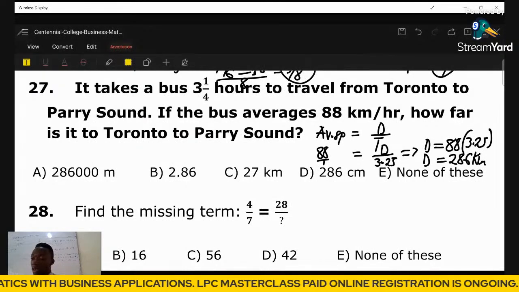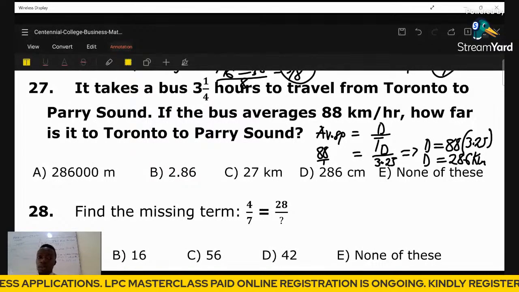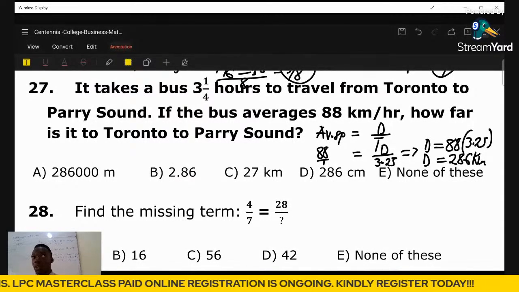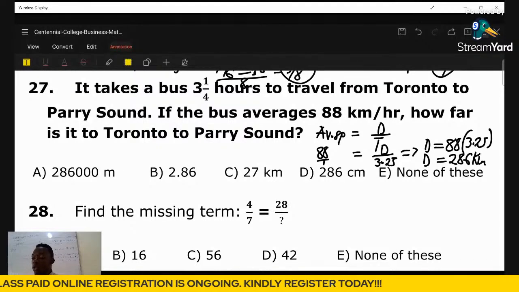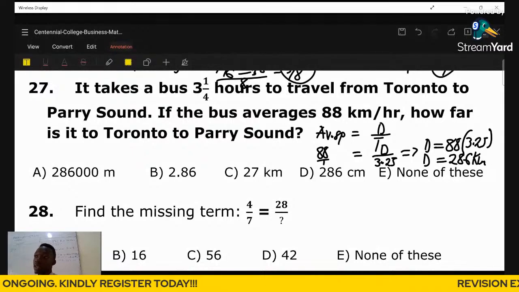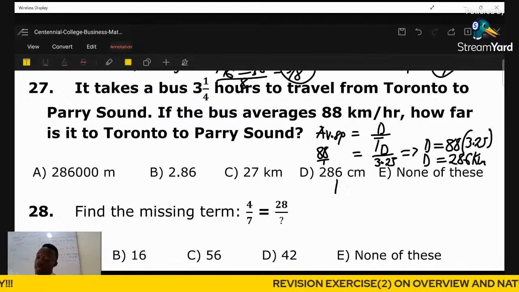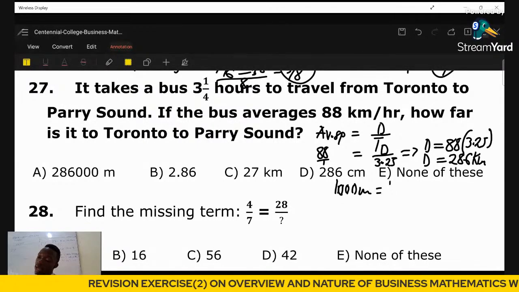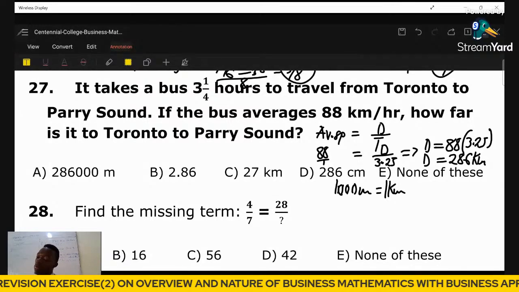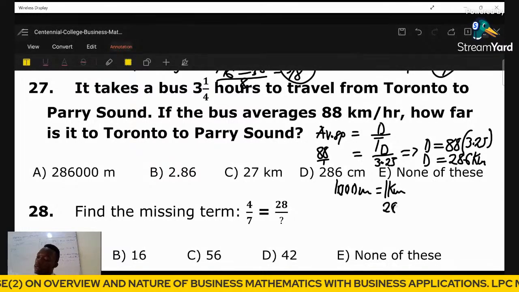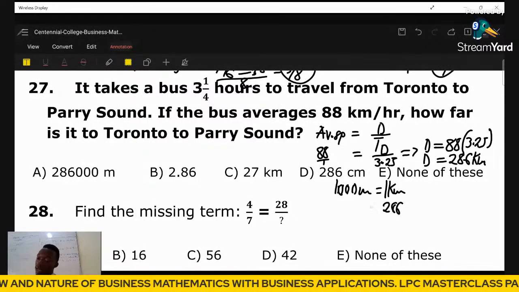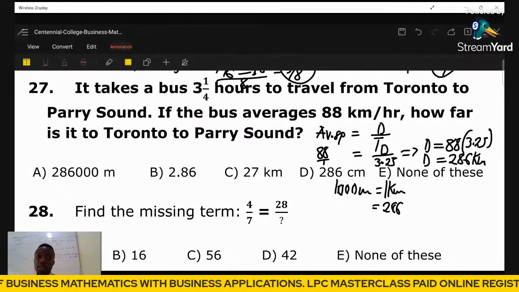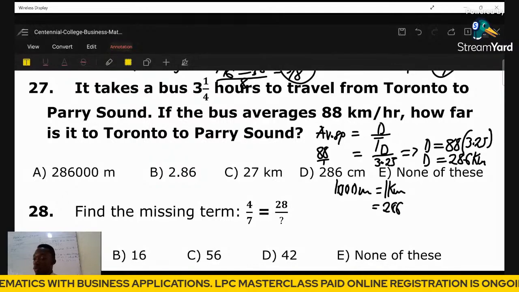But looking at the options, you can clearly see that we don't have any kilometers. So it takes you back to basic school, where we know that 1,000 meters fetches 1 kilometer. If 1,000 meters is 1 kilometer, then what is 286 kilometers? That should be 286 multiplying 1,000 and then divided by 1. And we should be able to get what?